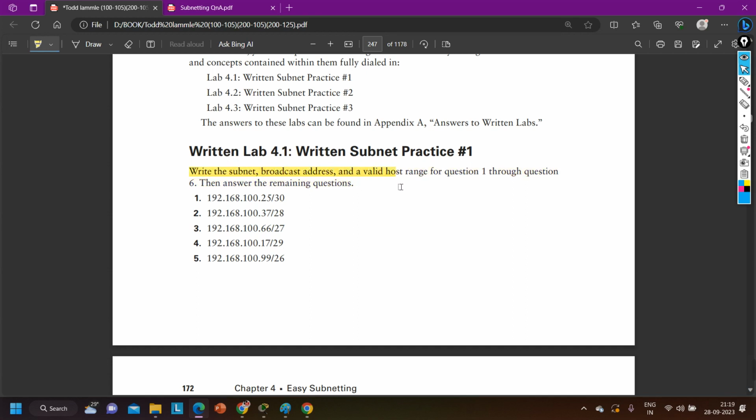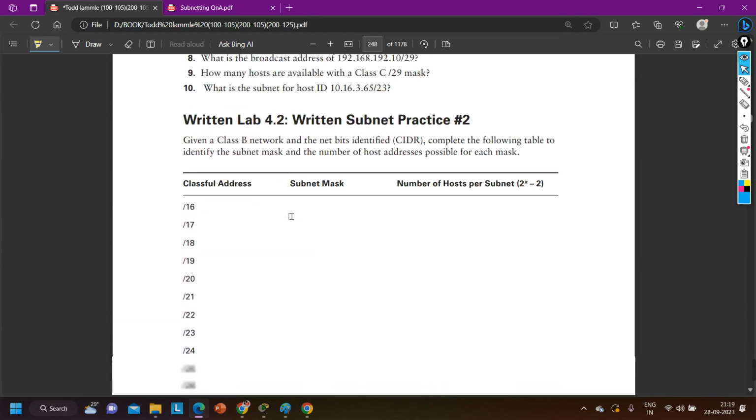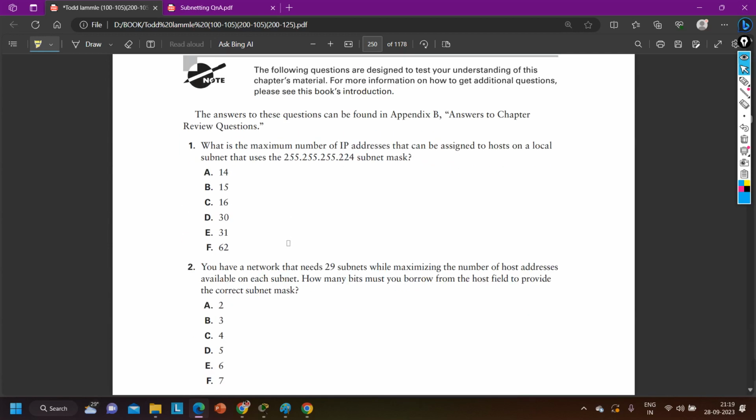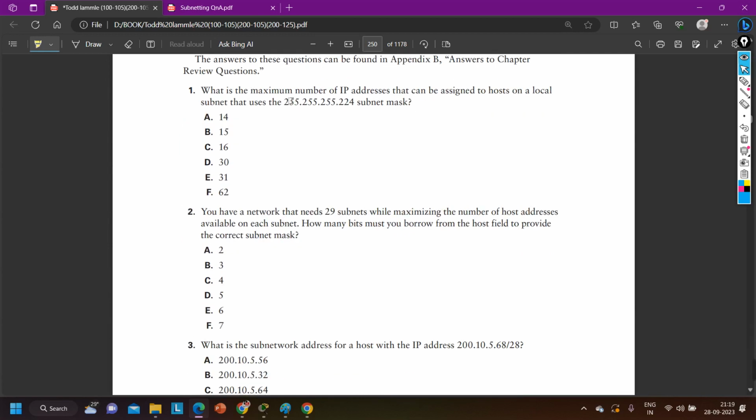Subnet broadcast address, valid host range, for question 1 through question. The remaining is the answer. Here is the question. What is the maximum number of IP addresses that can be assigned to hosts on a local subnet that uses this subnet mask?